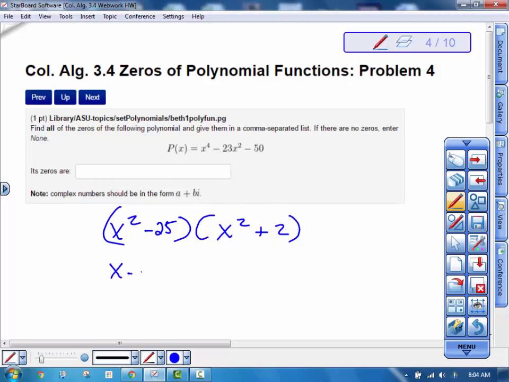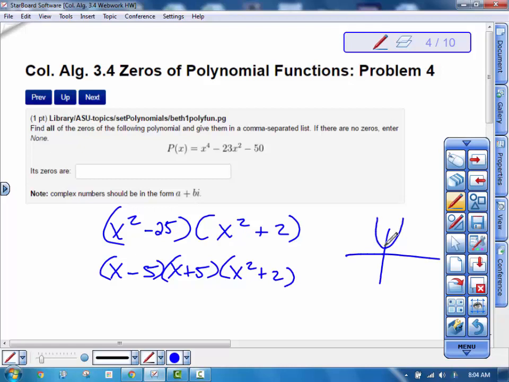Now this factor factors into x minus 5, x plus 5, because it's a difference of two squares. And this one is an irreducible quadratic. I know that because it's a quadratic that shifts up 2 units, so it doesn't have any real zeros. It has two imaginary ones.